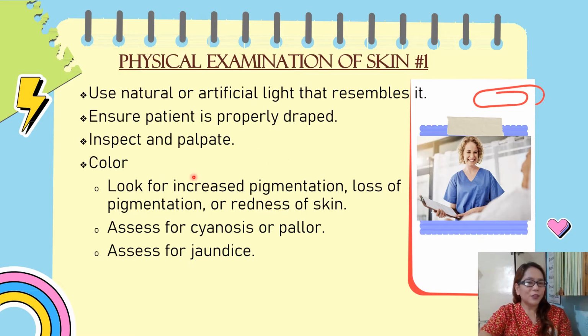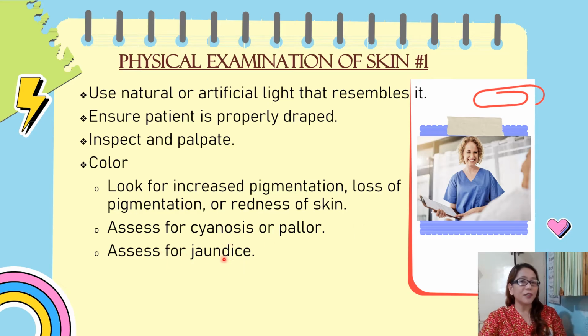Okay? So, first, assess the color of the skin. Look for increased pigmentation. Look at if the color of the skin is uniform. The exposed area, is it darker compared to the unexposed area? Is there loss of pigmentation that might be a sign of vitiligo? Or is there redness of the skin or erythema?